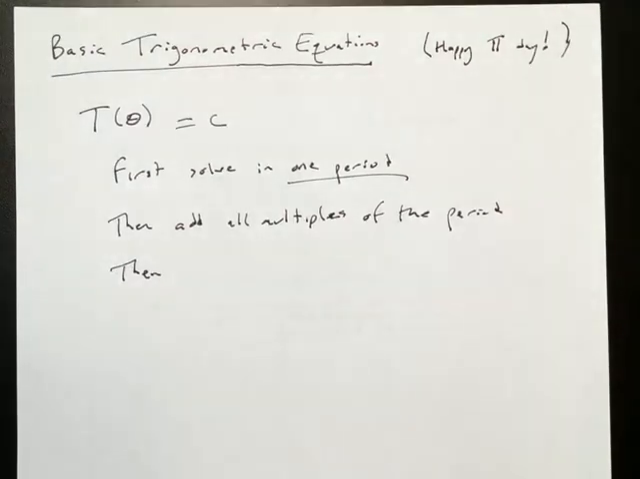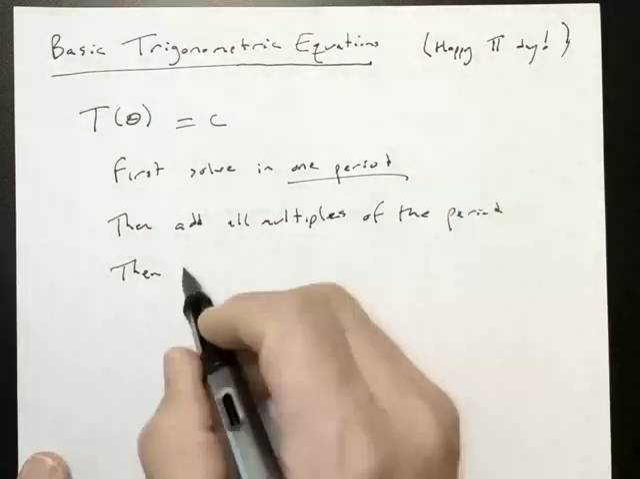Once I have that, I then add periods to it. And then, last but by no means least, I want to use my technology. I want to check this against the results out of the calculator, against the graphs, against whatever other information I have.